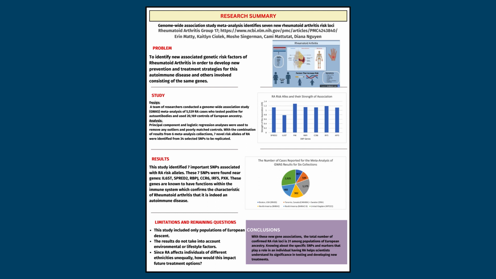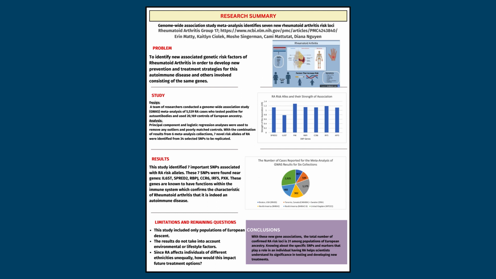These 7 genes were determined to have functions within the immune system, which confirms the presence of RA as an autoimmune disease. The limitations of this study are that it only takes into account populations of European descent. This can be seen in the pie graph as it only includes collections from North America and Europe. The result also fails to consider environmental and lifestyle factors which can influence the risk of RA.